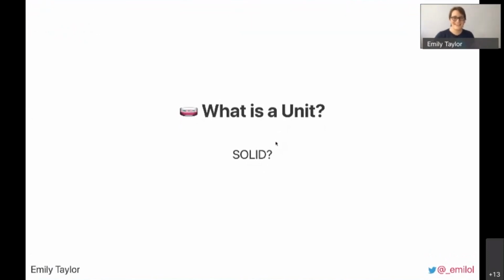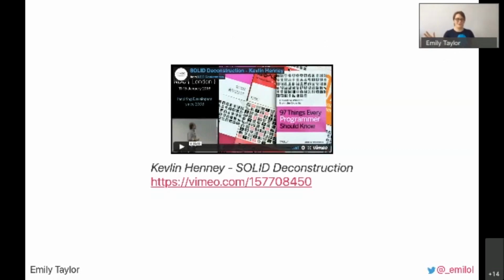Okay. Okay, so we want to look into this idea of a unit in more detail. So does anybody have what they'd call a solid understanding of where the concept of a unit comes from? I am, of course, talking about the single responsibility principle. And if you want a great talk about where all of the solid principles come from, deconstruction, I recommend this one by Kevlin Henney. He goes through each of them in turn. And if you look closely there, there's a hint about where the name of this talk came from.